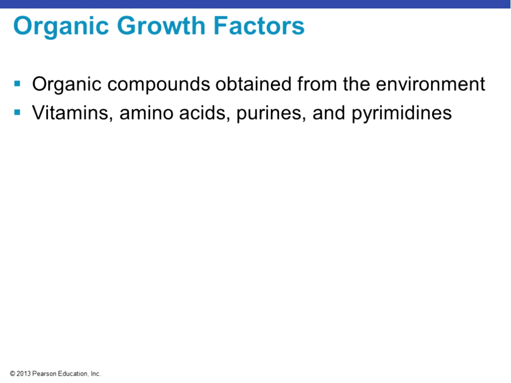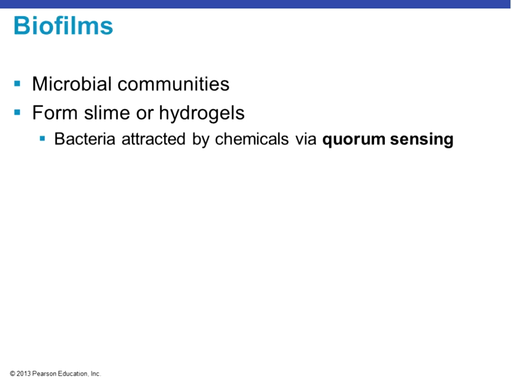So on to organic growth factors. These are organic compounds obtained from the environment, things like vitamins, amino acids, purines, and pyrimidines, the A's and T's, or the nucleotides is the appropriate scientific term for this. The building blocks of DNA and RNA, those are organic growth factors that are required for the bacteria to grow. Biofilms, I think you guys are all very well versed on biofilms, or these bacterial communities.